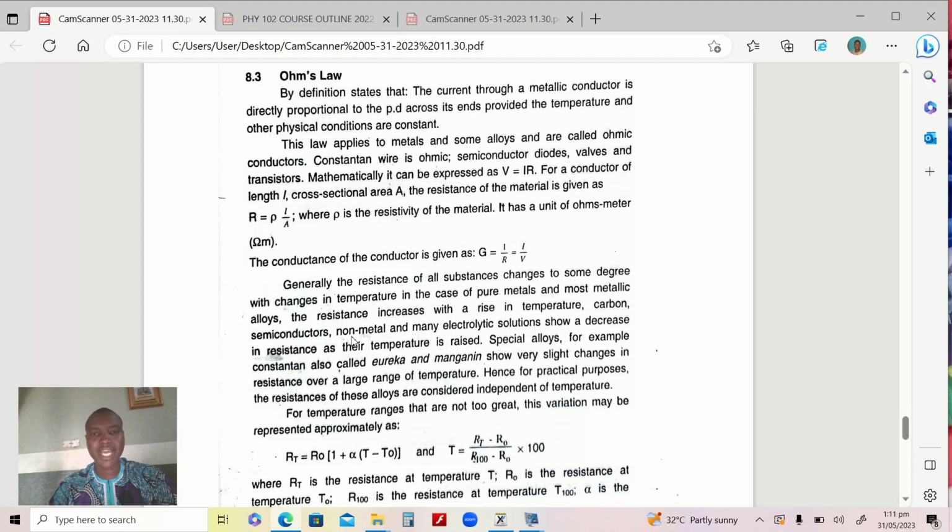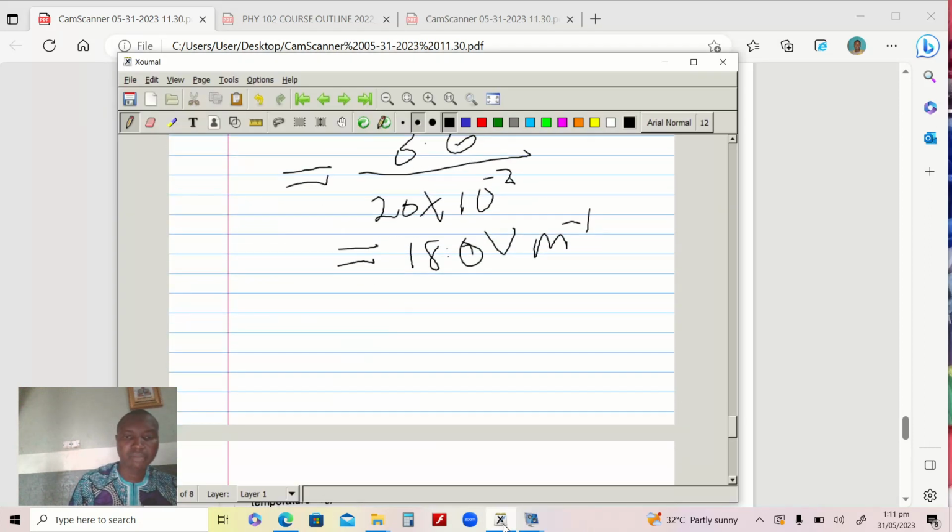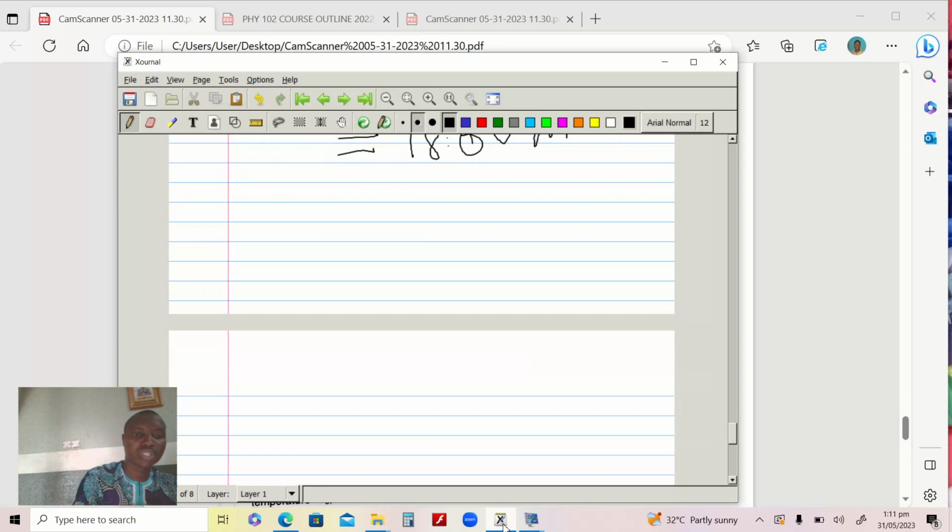Mathematically, it can be expressed as V is equal to IR. For a conductor of length L and cross-sectional area A, the resistance of the material is given as R, which is equal to rho L over area. So this is where we begin to put notice on some of these equations. The first thing we have to note is the current passing through a metallic conductor; that's Ohm's law. Ohm's law says that V, voltage, is equal to IR.